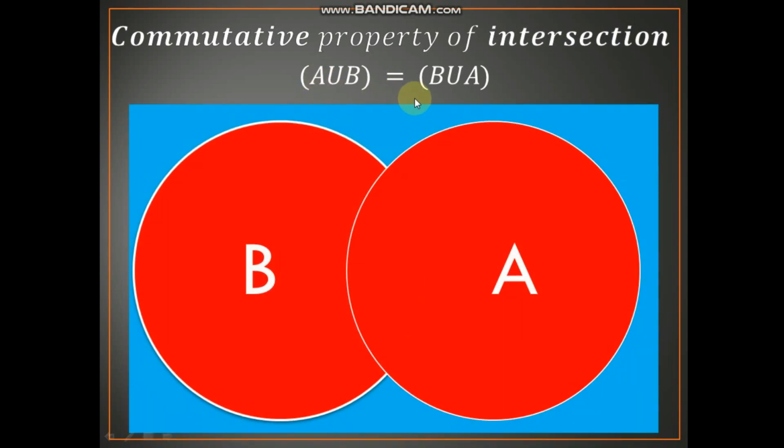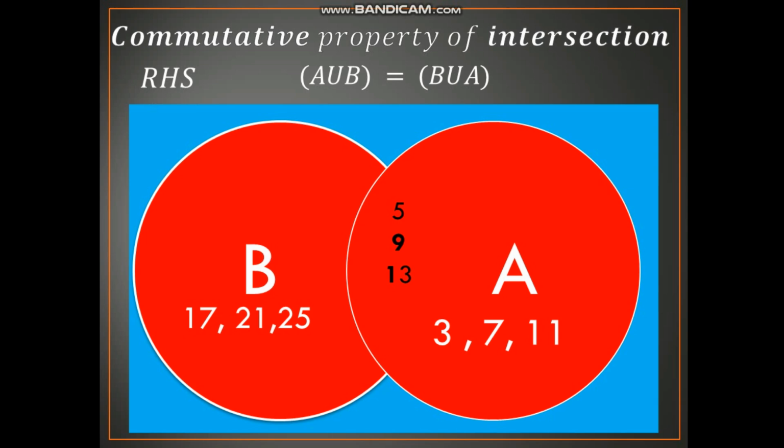So here we have to take the right hand side, and what is the right hand side? B union A. So first we have to write B, then A, and the operation is the union. It means that again all the elements of set B and all the elements of set A are covered, so that is the complete answer. The non-common and the common elements cover that one in the complete answer.